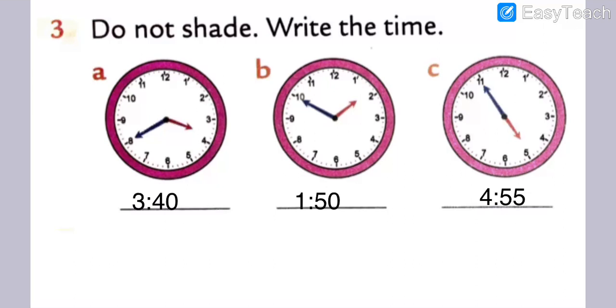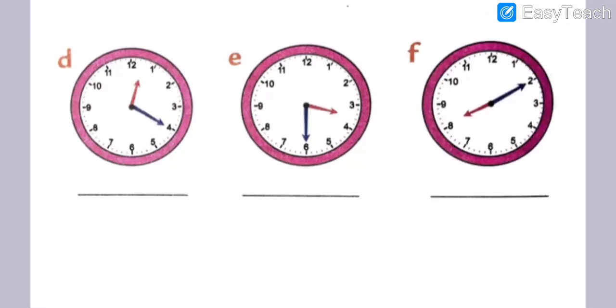D, E and F. Dear students, here we will start with question number D. What is question number D? First of all, we check the hour hand. Where is our hour hand? It is between 12 and 1, or exactly on 1? Actually, exactly on 1 o'clock. Okay, number one.